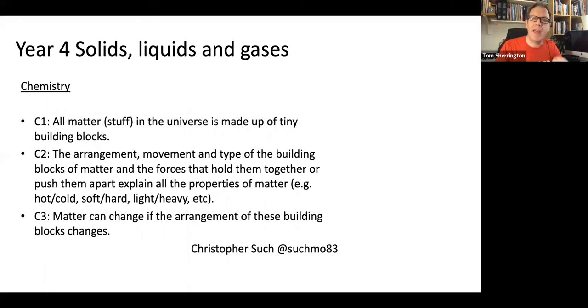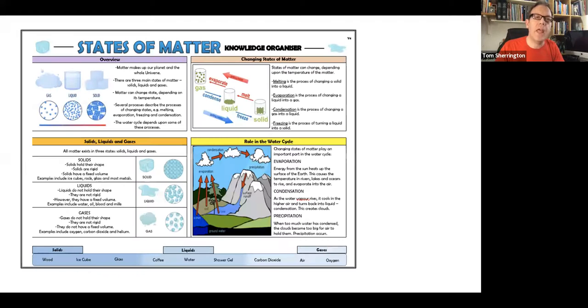And I love it. If you've thought through your curriculum and you've thought out the big ideas at this sort of level, you're really going to teach things really well. So, you know, matter can change if the arrangement of these building blocks changes. Really, really good thinking. And then your knowledge organizer makes sense to everybody because you've connected it up.